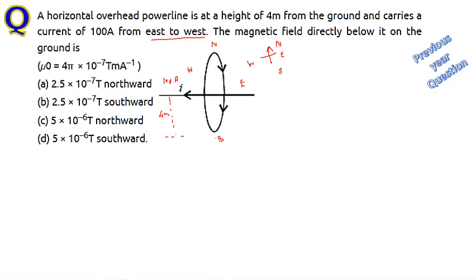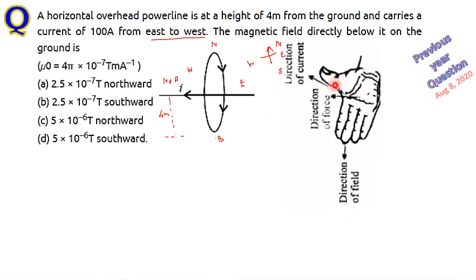Whenever the current is moving from east to west direction, according to the right hand palm rule, this is the current direction, and the force will be exerted outward from the paper. You can see the field coming out of the board. What they are asking here is the magnetic field below the wire, and what direction it will be. From this, the magnetic field direction is towards the south direction. So you can understand it here.